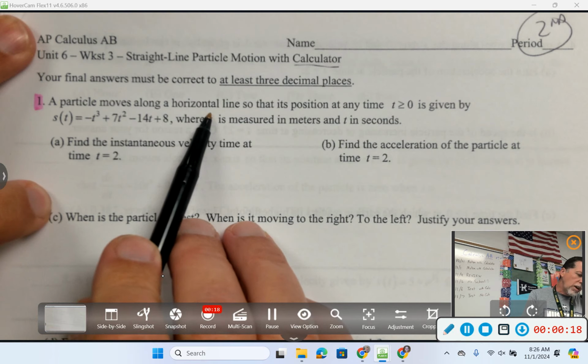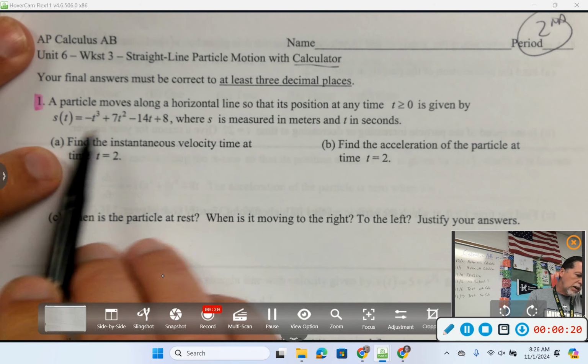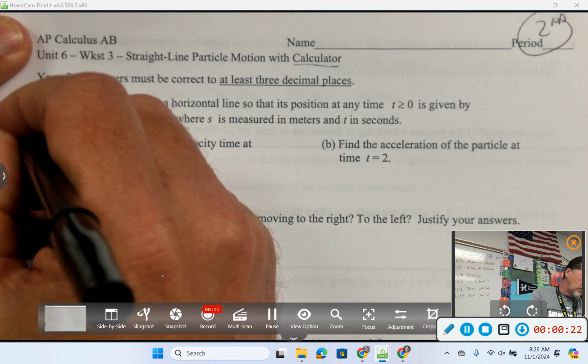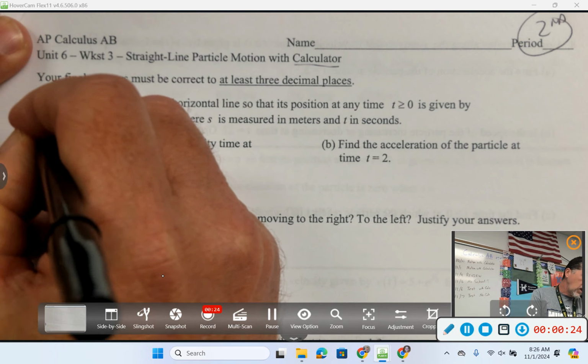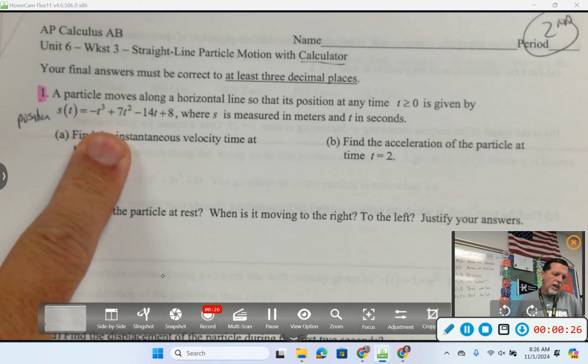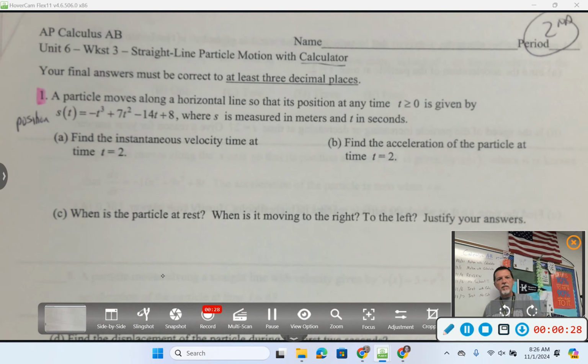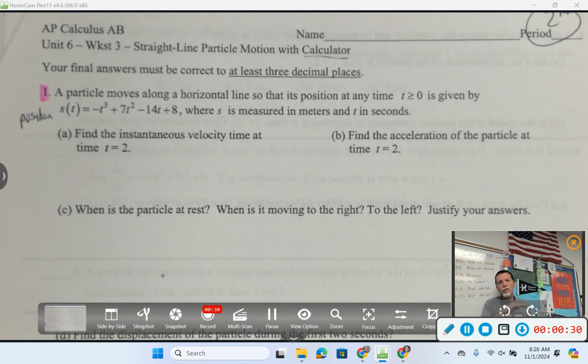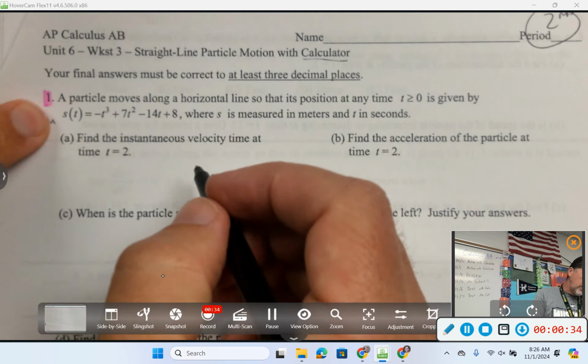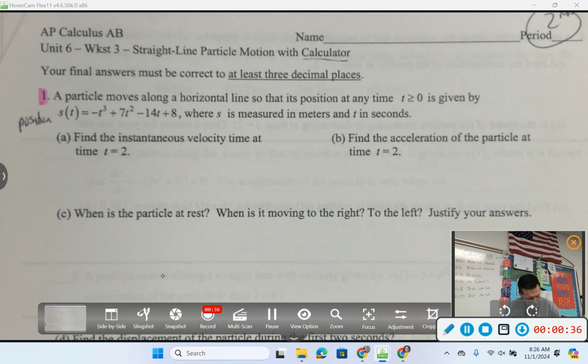A particle moves along a horizontal line. Its position, S, is given by that expression, in meters and seconds. So we're just going back and forth on a horizontal line. Find the instantaneous velocity at time t equals 2. They've given me position, and they want to know velocity.